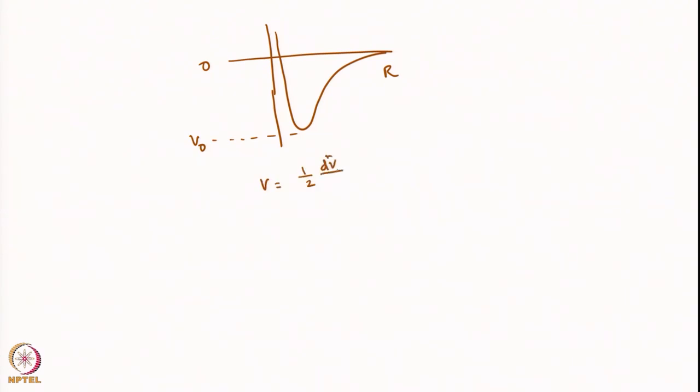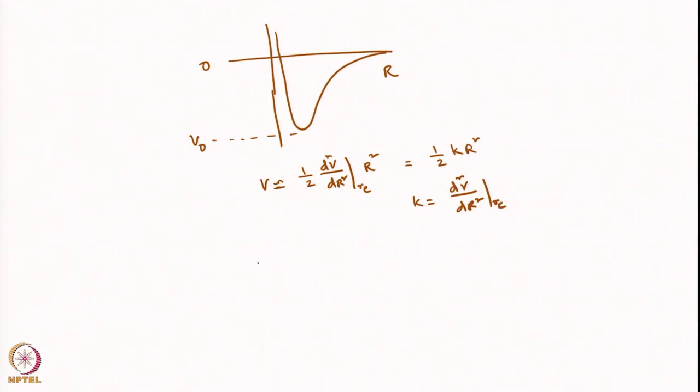So, if you have a potential where R is the interatomic distance, then what you have is V approximately equal to half d square V by dR square evaluated at R_e, times R square. This I will write as half K R square, where K is nothing but d square V by dR square evaluated at R_e.